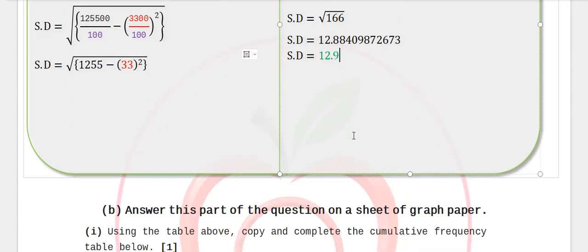So let's try now the other response. But first, do you have any question about this? Was I too fast? Do I need to adjust anything? If not, I believe I can move on to the next part, which is answering on a graph paper.